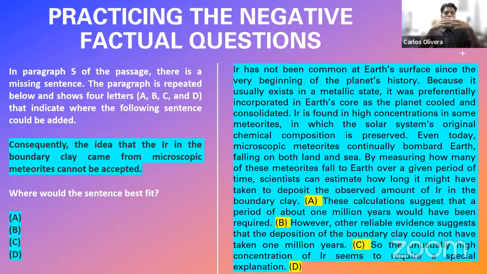The reasoning train is that we have a boundary clay with a lot of air, that element that is found in meteorites, and scientists know that those meteorites fall down to the earth in a given period of time, and they can measure how much time it would have required for all those meteorites to fall down on the earth and to fill our boundary clay with that element. And they have made their calculations, and they know that it would have required at least 1 million years. But nevertheless, they know that the deposition of the boundary could not have taken 1 million years.